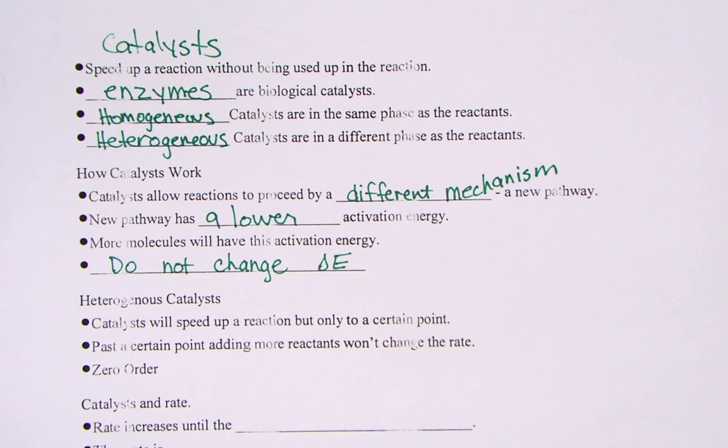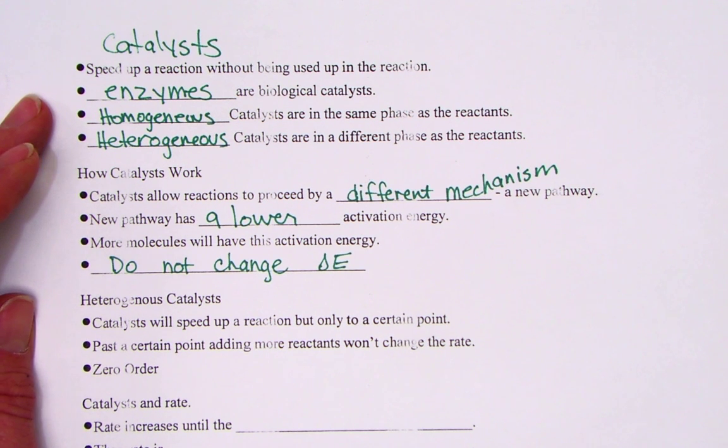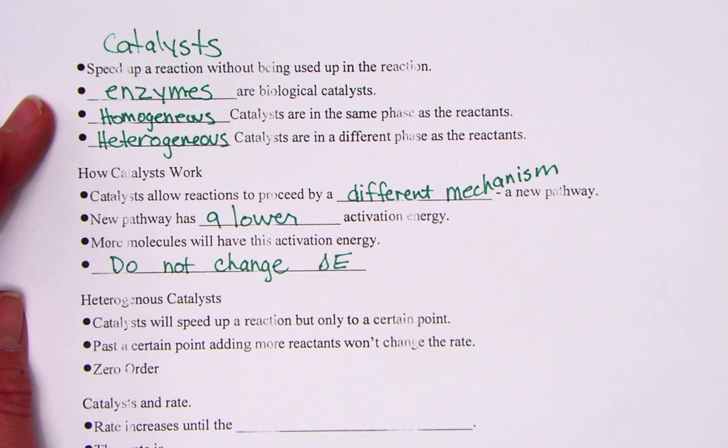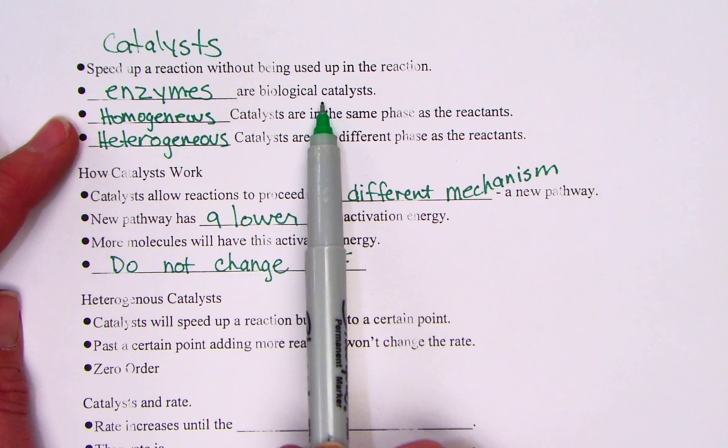The last topic in our note pack relates to catalysts. Catalysts are those things we add to a reaction to speed them up. Not a reactant, not a product. They're there to alter the pathway. Nature has enzymes as biological catalysts.